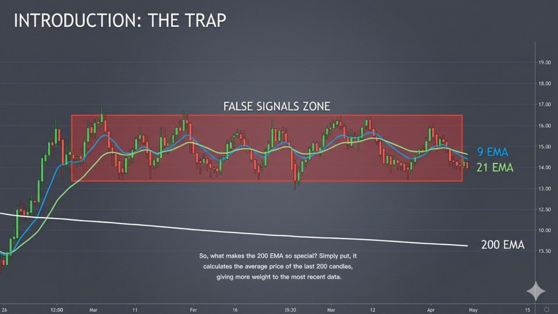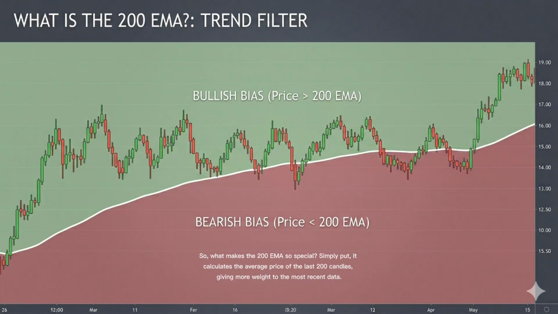So, what makes the 200 EMA so special? Simply put, it calculates the average price of the last 200 candles, giving more weight to the most recent data. Think of it as the institutional line. Big banks and hedge funds use this to determine the long-term bias.